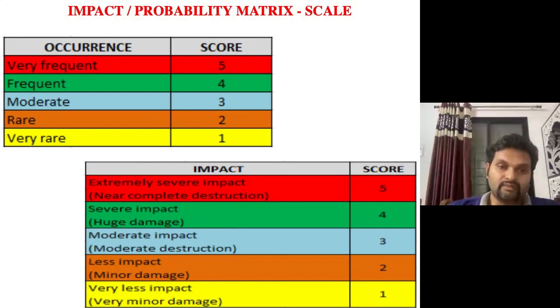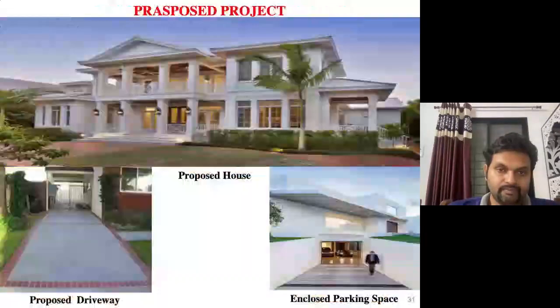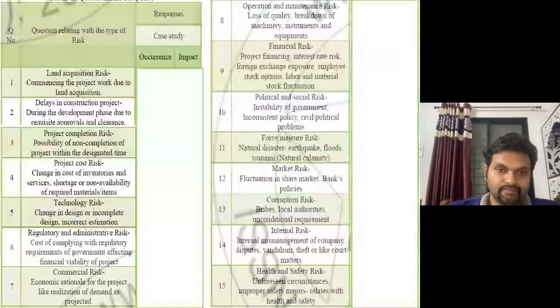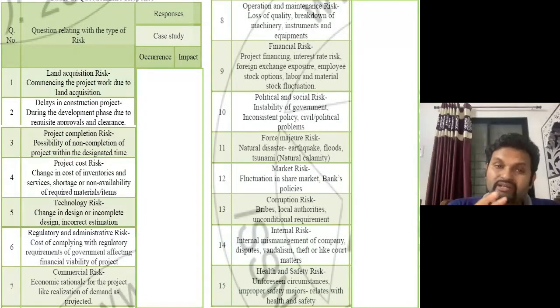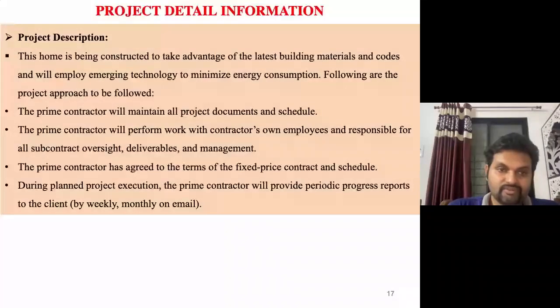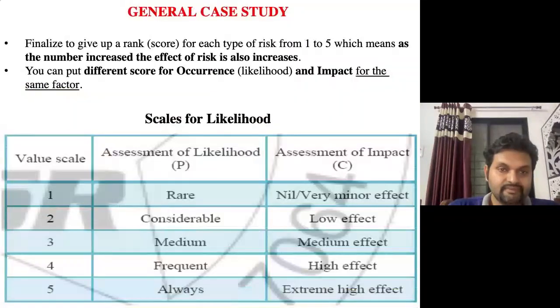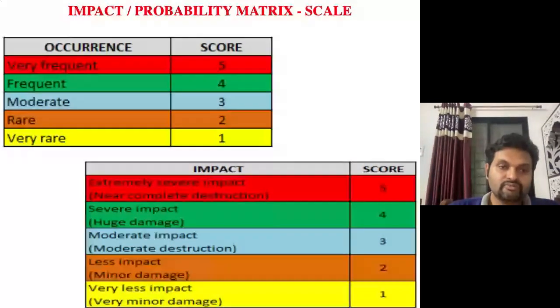Okay, now see, I will show you. First read the first point. What is the first point? Land acquisition risk. In this particular project, what are the risks involved in the land acquisition? Now give me the occurrence from this. Nil.